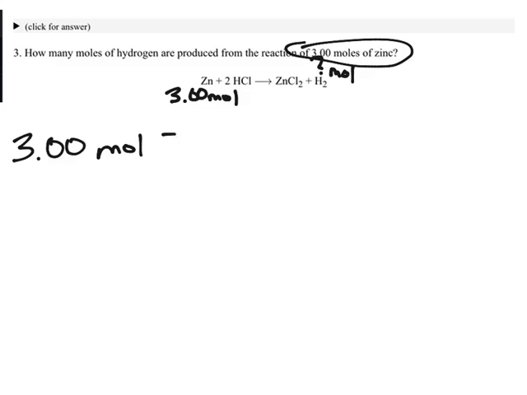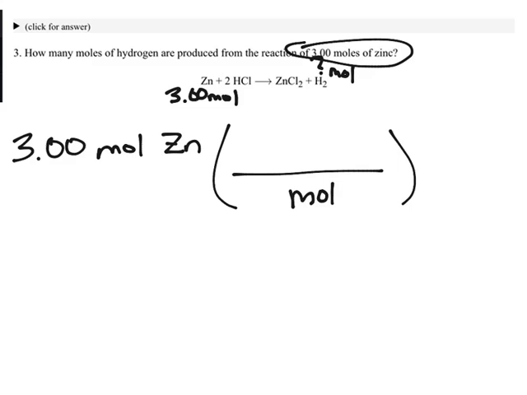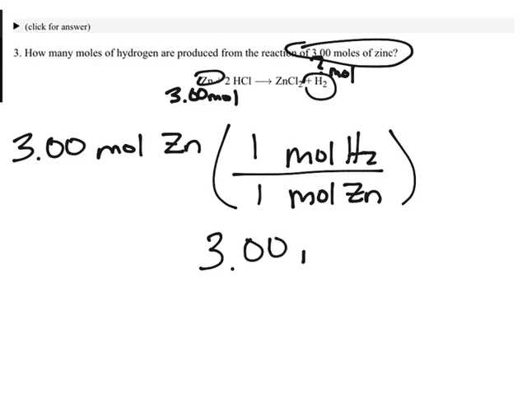3.00 mole of zinc. We'll put mole of zinc on the bottom to cancel, working our way to moles of H2, and it is a 1 to 1 ratio. So this is a pretty straightforward one. It comes out to 3.00 mole of hydrogen.